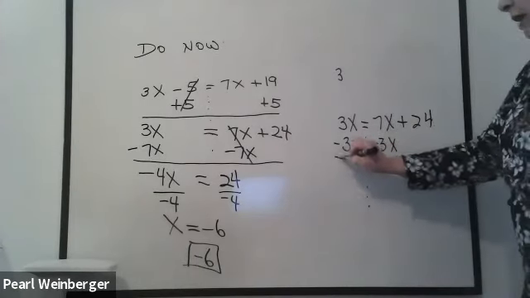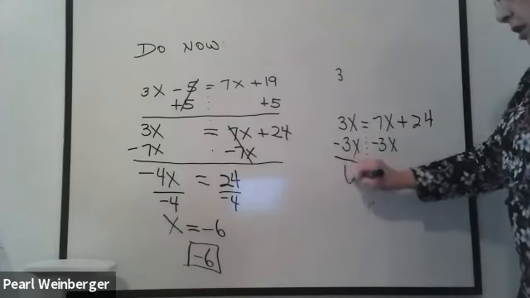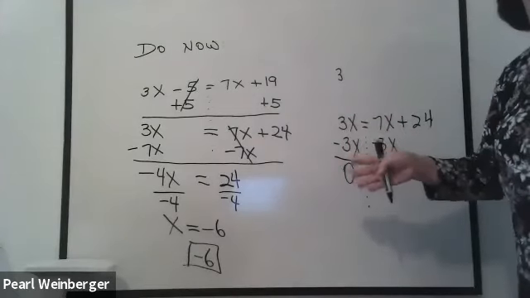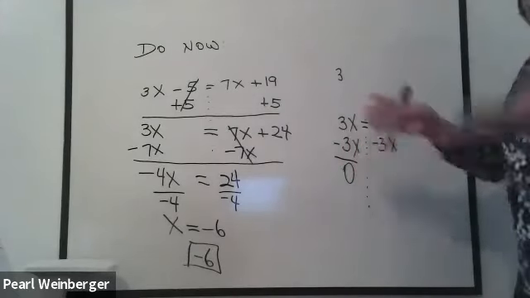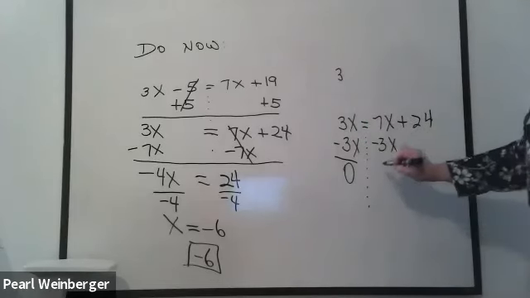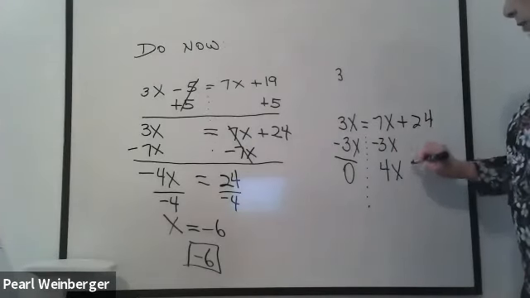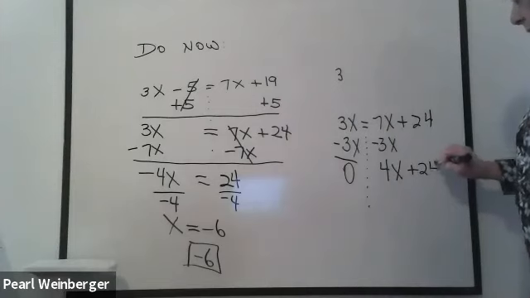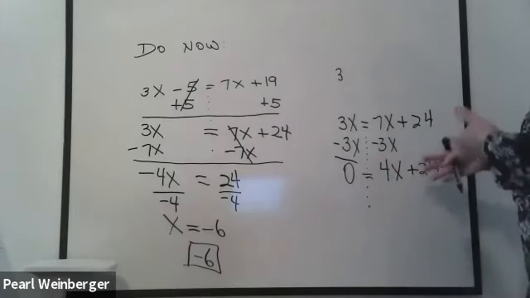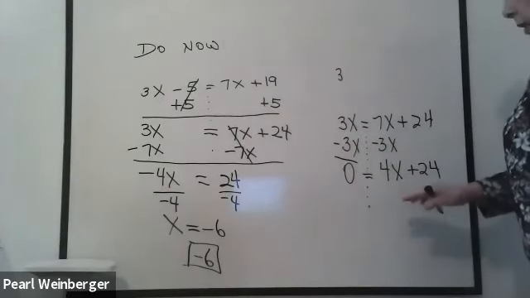What are you being left with on this side of the equal sign? Well, obviously nothing. We usually don't put in that 0 because there are other things. But if there's nothing there, I can't just leave it blank, and I have to put a 0. This would give me, well, the 7x minus 3x would give me the 4x plus 24. And the problem here is now I have everything on one side and the 0 on the other side.